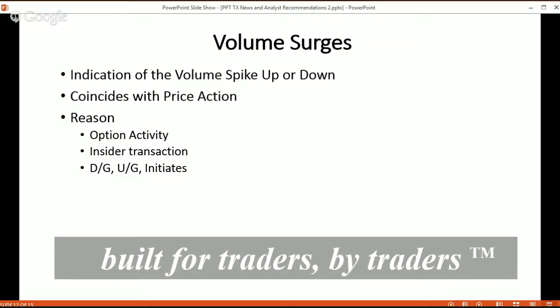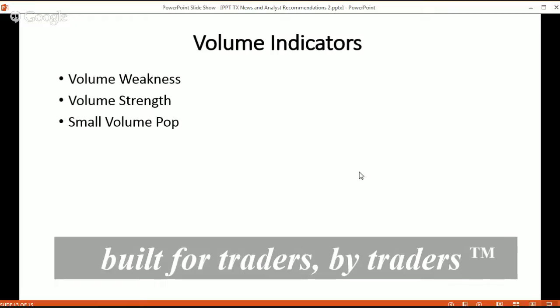You'll also hear and see volume surges. Maybe it's a volume pop or down, an indication of a volume spike or down, which coincides with price action. And what are the underlying reasons? We talked about in other webinars: unusual option activity, insider transactions. Maybe it's a downgrade, upgrade, or initiation on a particular security, or, as in the previous two examples, it could be chatter, or it could be notes being passed around desks that are impacting these volume surges.